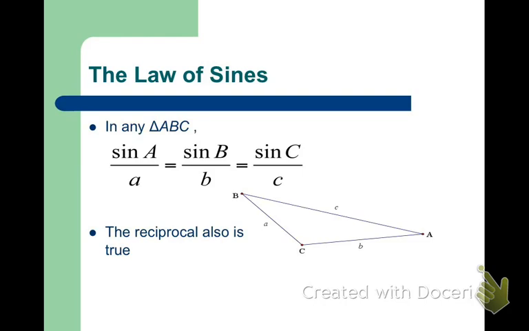The law of sines is a relationship between the sine of an angle and the side across from it. Remembering that angles get capital letters and are across from the sides with the corresponding letter. All 3 of those could be flipped upside down, and this would be true as well.